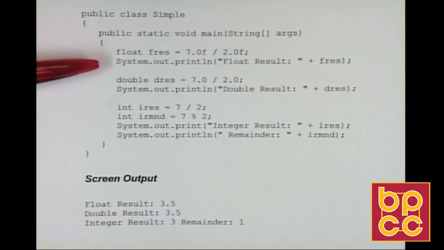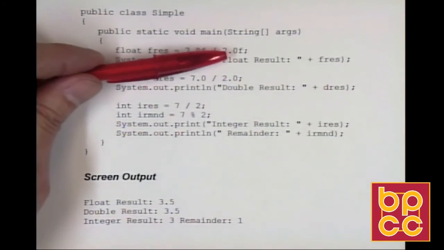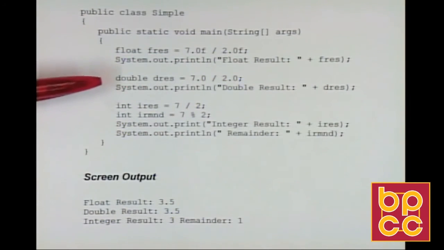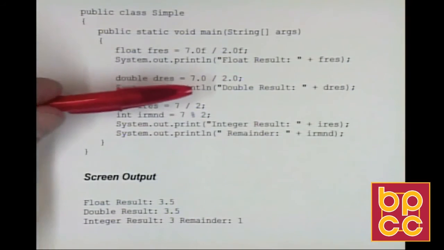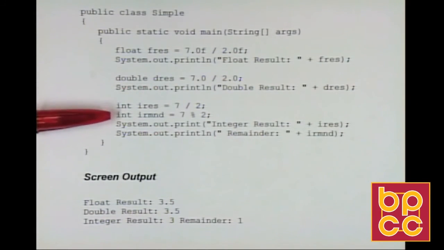In this particular case, first I give an example with float. And like I mentioned earlier, for doing a float, I have to put the F at the end of my values here so that it knows they're treated as float and not double. Then I have a double operation, again 7 divided by 2. And then I show the integer equivalent of doing division where I get a result and a remainder.